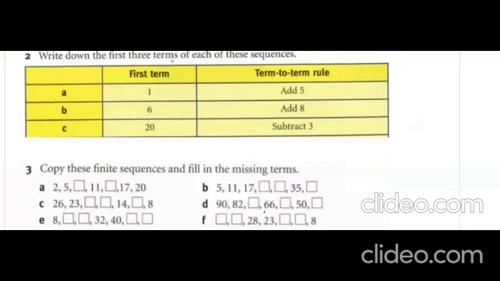Write down the first three terms of each of these sequences. So the first term is given, and the term-to-term rule is given. So definitely the first term is 1, and for the second term we have to add 5 to 1. So 1 plus 5 is 6, and 6 plus 5 is 11. These are the first three terms. For the next question, the first term is 6, and 6 plus 8 is 14, and 14 plus 8 is 22.